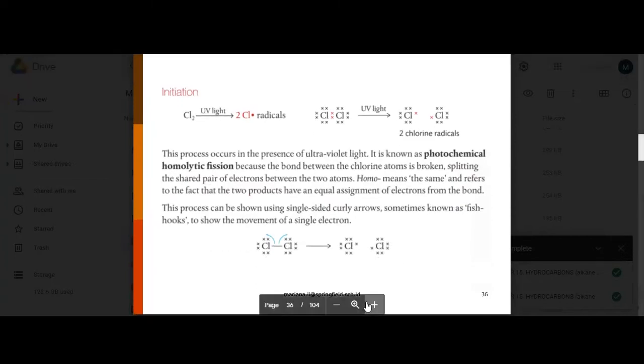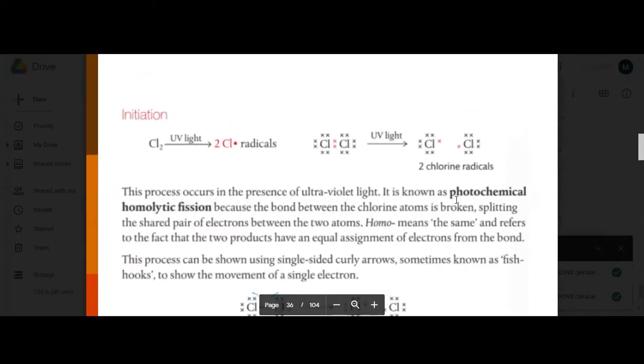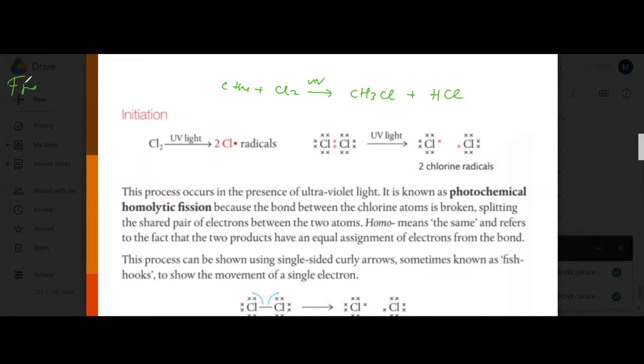Okay, this is the step-by-step of how methane undergoes free radical substitution to form chloromethane and HCl as the other product. CH4 plus Cl2 becomes CH3Cl plus HCl. So we will learn step by step how the free radical substitution occurs. It consists of three steps.